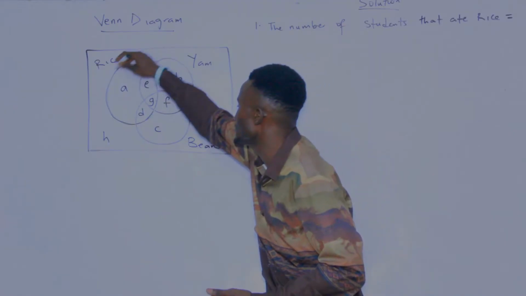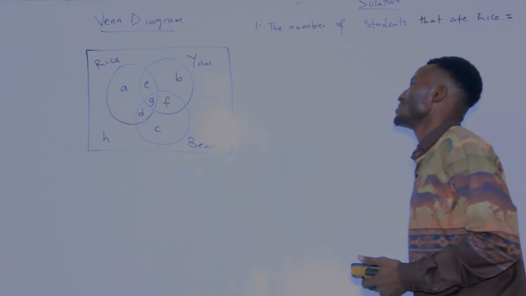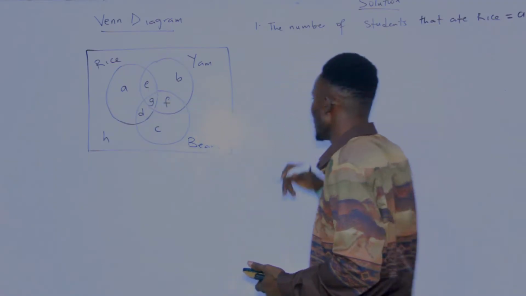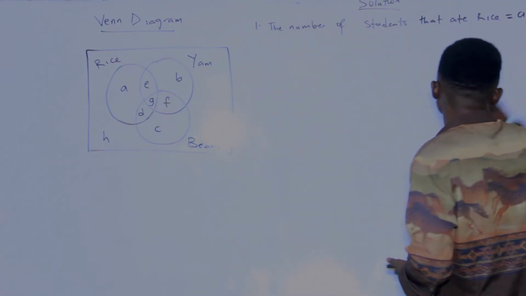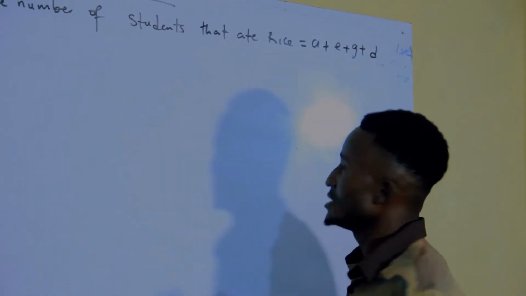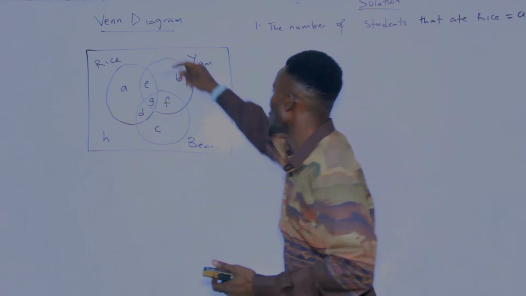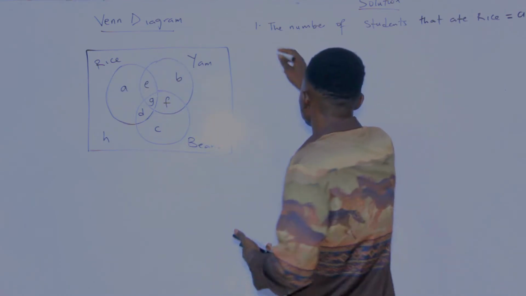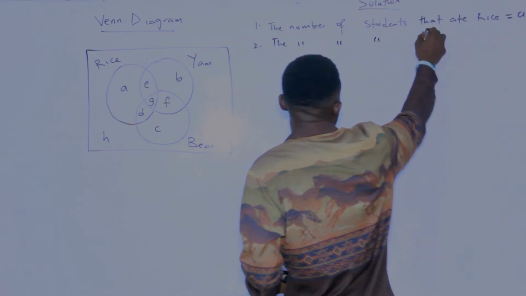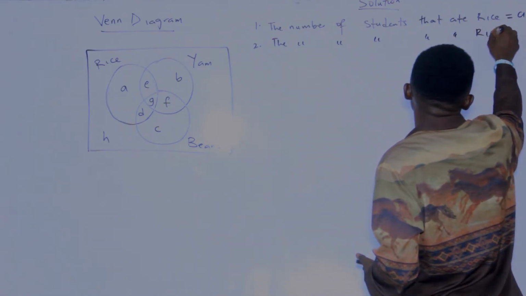Of the rice. If you trace the circle of the rice, then you observe that you have your A, you have E, you have G, you have D, that fall to the what? To the rice. We have A plus E plus G plus D. This is the number of students that ate rice. They may ask you what is the number of students that ate rice only.